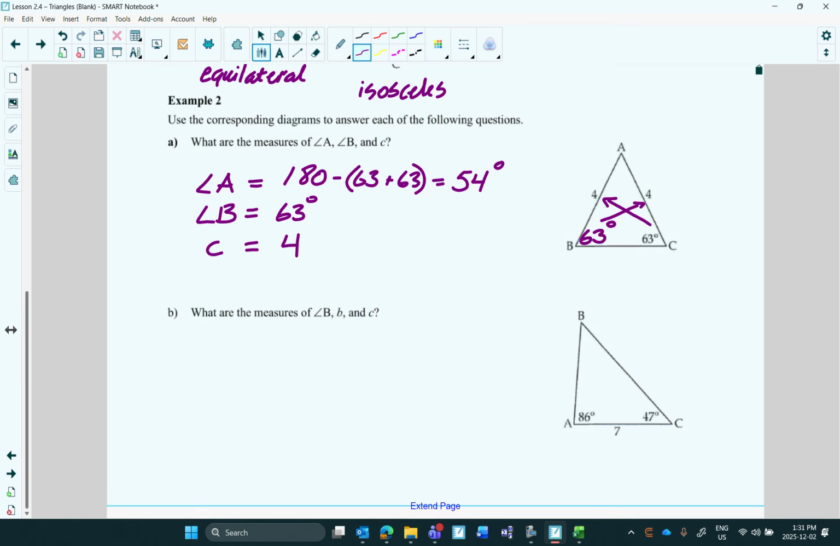Okay, the next one, we're asked to find angle B, little b, which means side B, and little c, which means side C. So angle B is probably the easiest thing to find first. Wouldn't we just add the two angles we know and subtract it from 180? Add 86 and 47, take it away from 180. And I get 47 degrees.